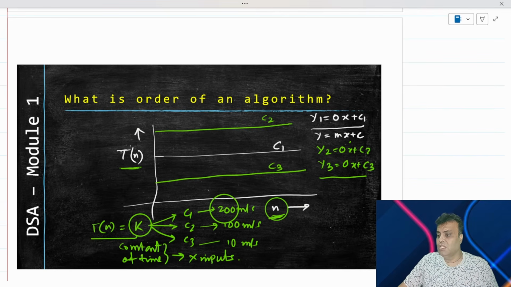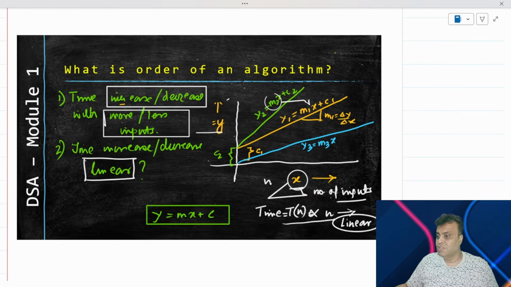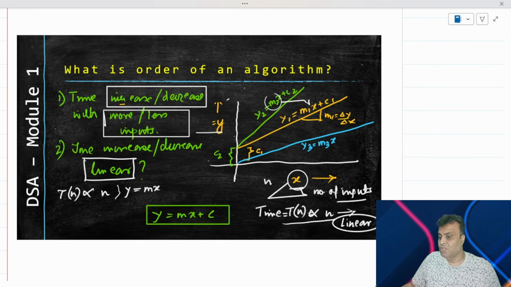So that brings me to the topic where I wanted to establish that when your algorithm is executing in this particular order, in the sense that Tn was proportional to the number of inputs in a linear manner because it was following this graph y equal to mx plus c, then the degree of this particular polynomial is actually 1, which is the power of the independent variable, your x.